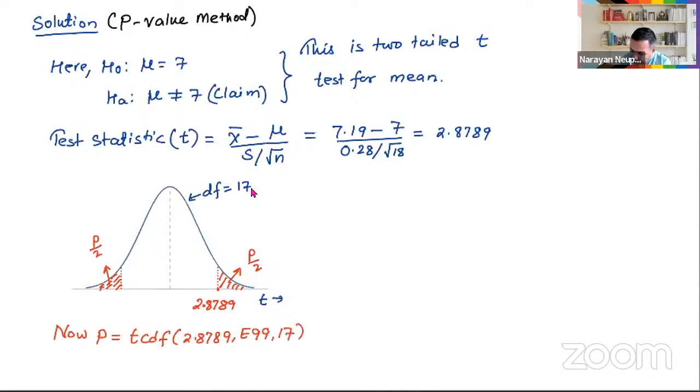And once we get this value, we have to double it because the total p-value is the area on the right tail plus the area on the left tail. Or you can find the area on the right tail like this and double it. So make sure you try this by typing it on your calculator. I got 0.0104. Make sure you type and check that.